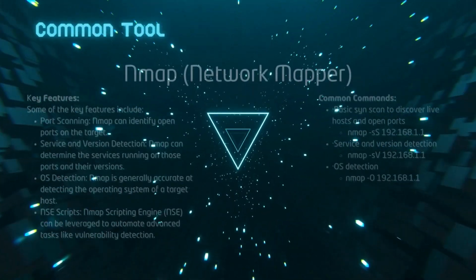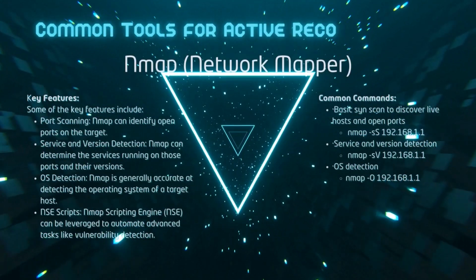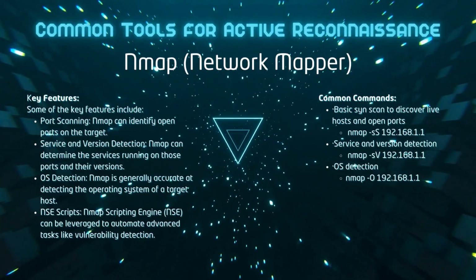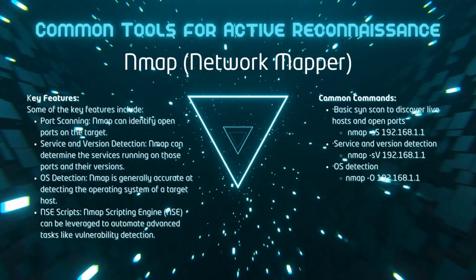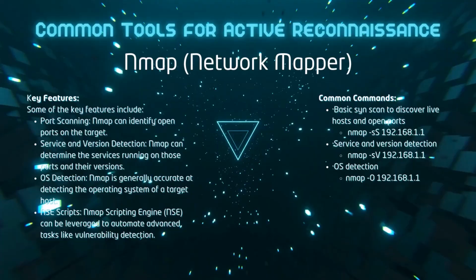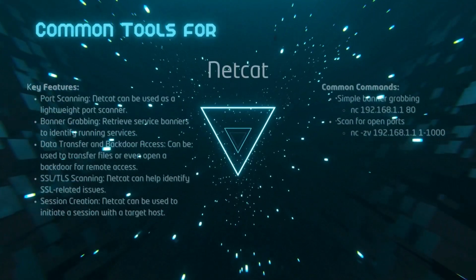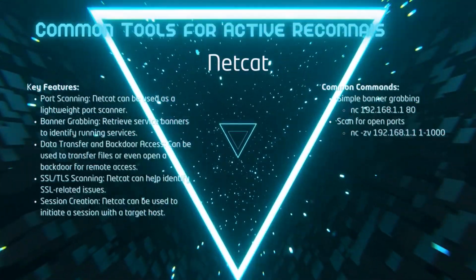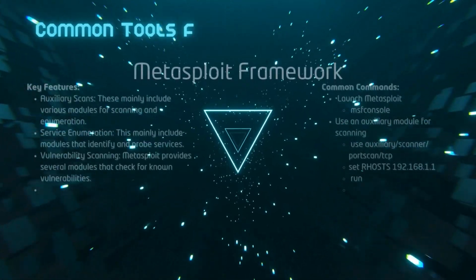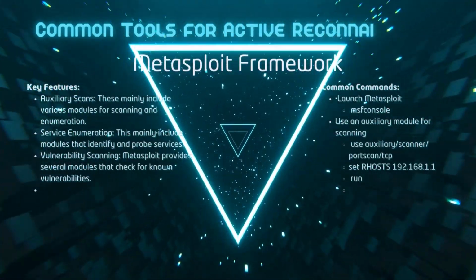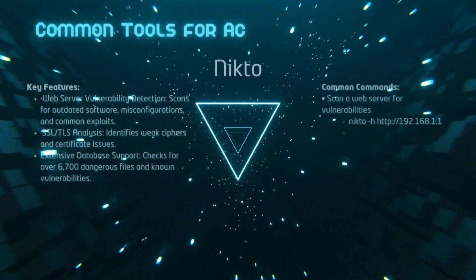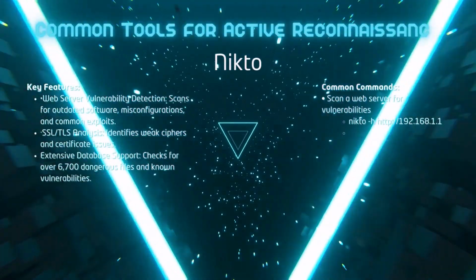Nmap is one of the most widely used tools for network discovery and security auditing. It offers a range of scanning options to gather information about a target host. For a more detailed walkthrough of using Nmap, check out my Nmap Scan All the Things series. Netcat is a versatile tool for network exploration and debugging. It's often called the Swiss Army knife of networking tools. Metasploit is a powerful framework that includes a range of tools for reconnaissance, exploitation, and post-exploitation. Nikto is a web app scanner that helps identify vulnerabilities and misconfigurations in web servers.